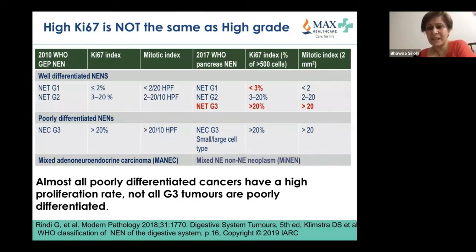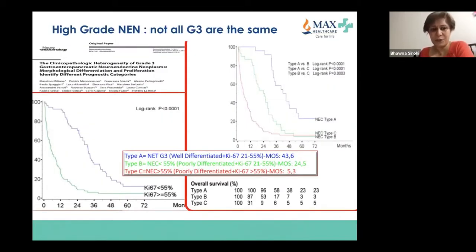But in well differentiated, there is now a new category, neuroendocrine tumor, which is grade 3. So, which is more than 20% Ki67. And the mitotic index goes hand in hand as well. Poorly differentiated neuroendocrine neoplasms will always be grade 3, and they are called neuroendocrine carcinoma. Could be small cell or large cell type. And the Ki67 is always more than 20%. So I think this is important. I hope this is clear. And this has been shown as impacting outcomes as well.